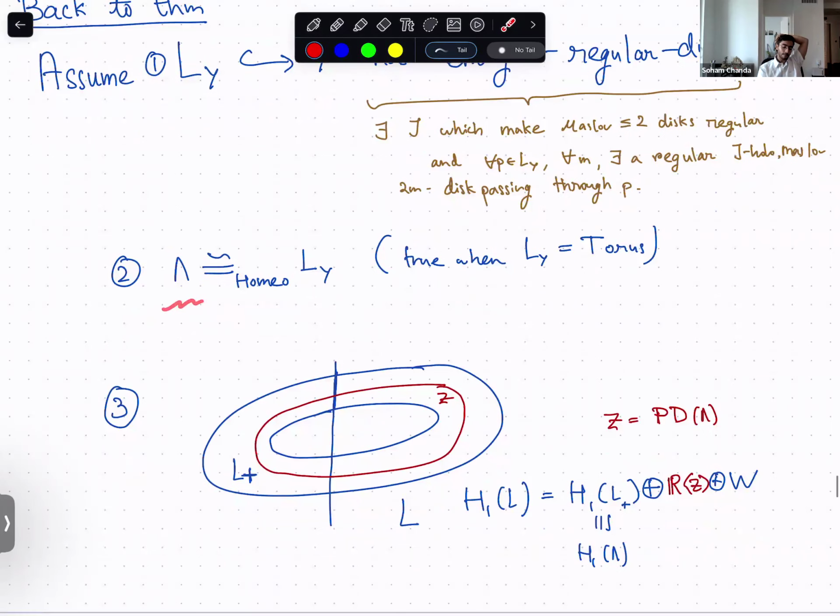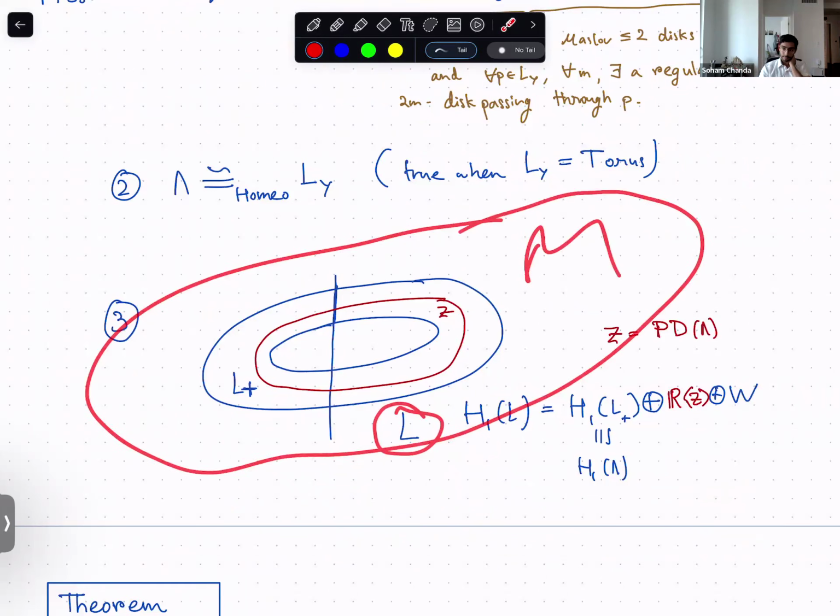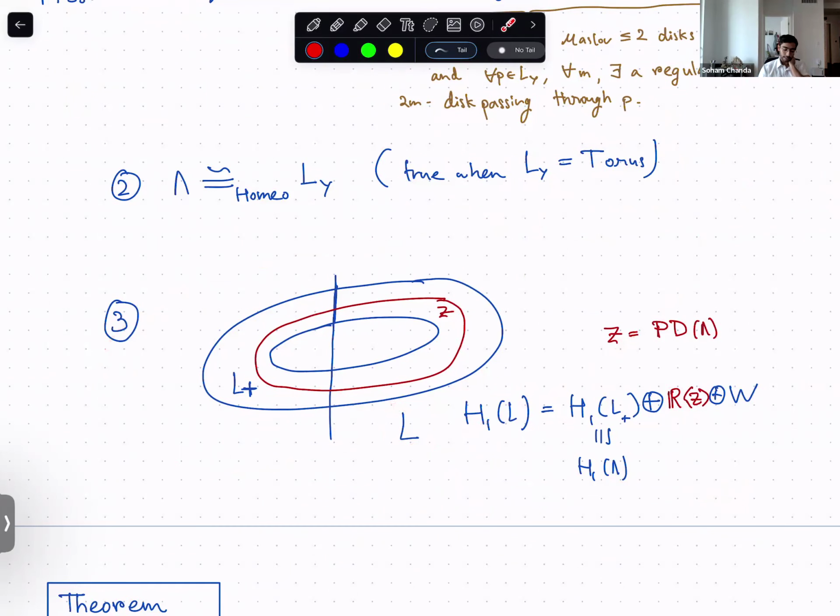The second thing is that I want lambda to be homeomorphic to Ly, just to be in the simple setting. But I think you can remove this. But anyway, this is true when we have a torus, because the torus cover will also be just a torus. And the last thing is that I want the Lagrangian L, which is sitting inside some manifold M, and I want this L plus to sit in the following way in the homology.